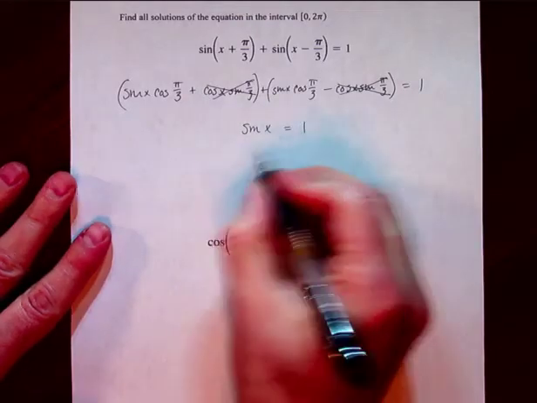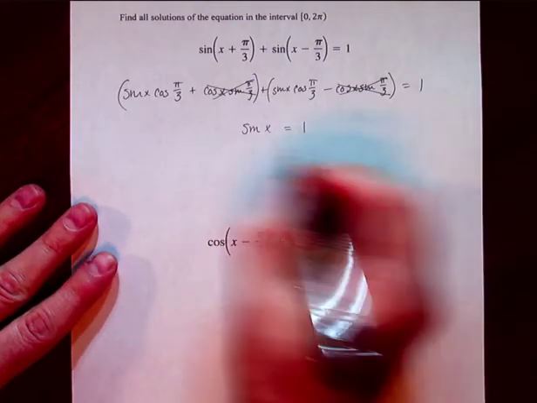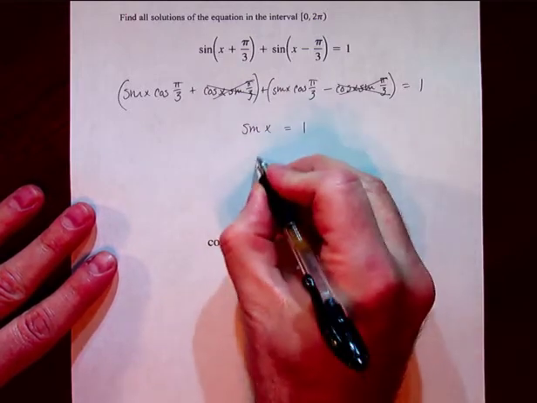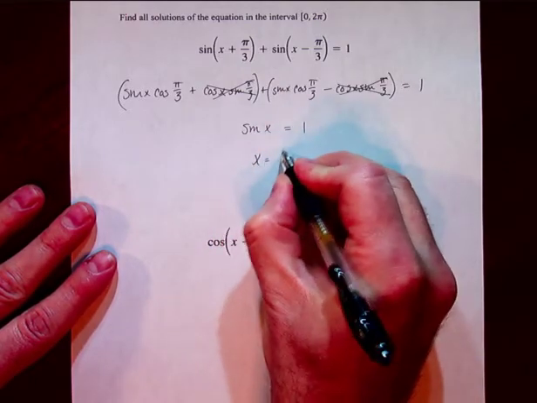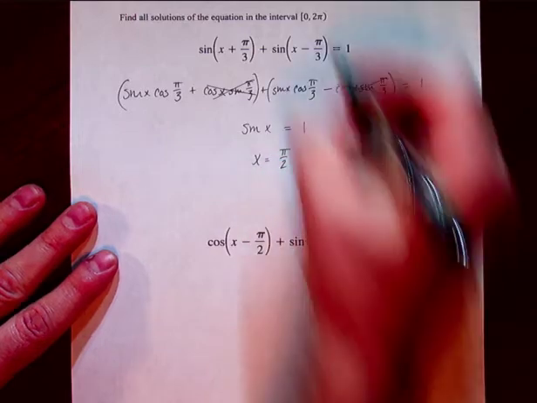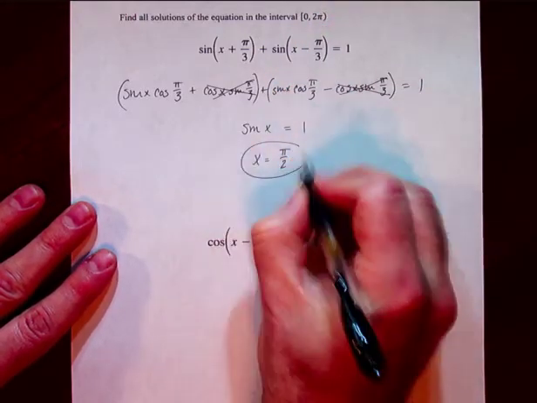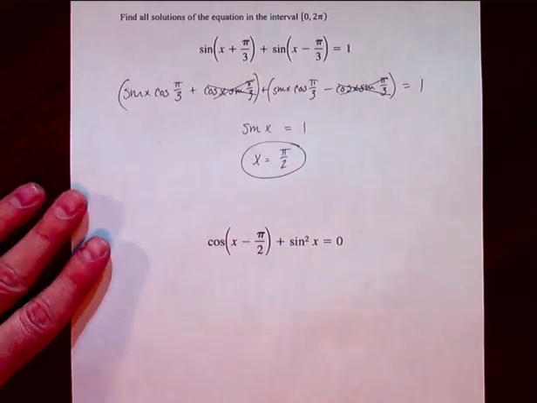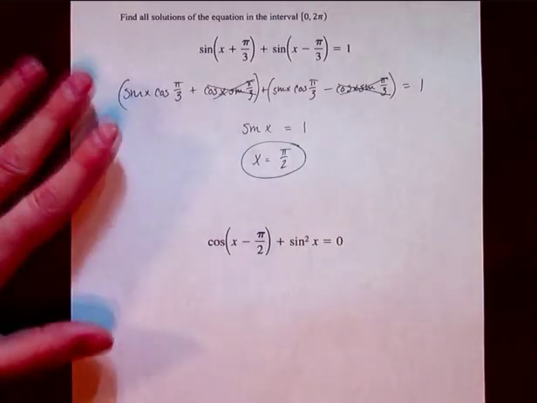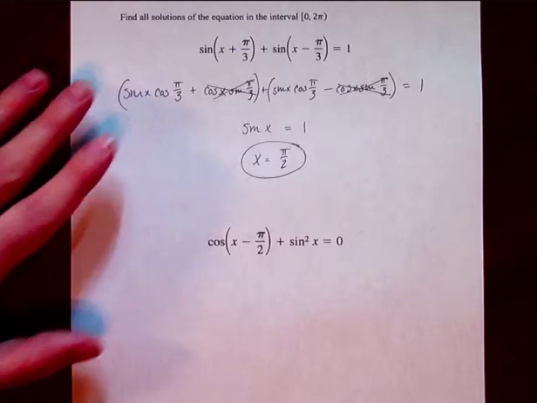And of course, where is x? Where is sine x equal to 1? Well, where x is equal to pi over 2, and we're going on 0 to 2 pi here, and that is it. And if you're thinking to yourself, gosh, maybe I ought to check that answer, okay, check that answer. That's fine.